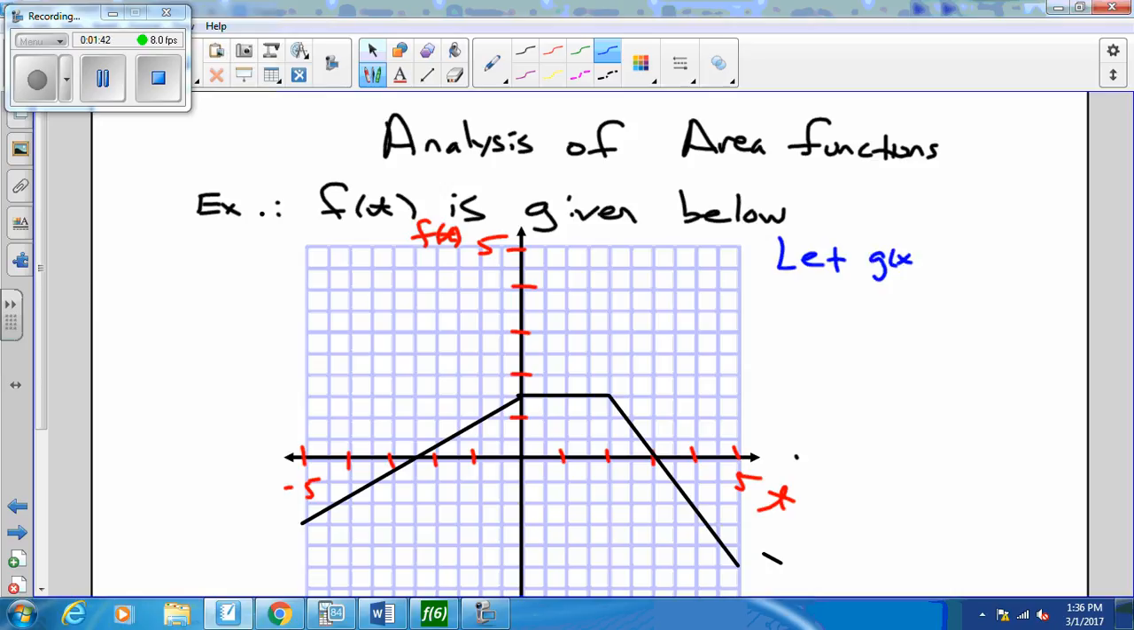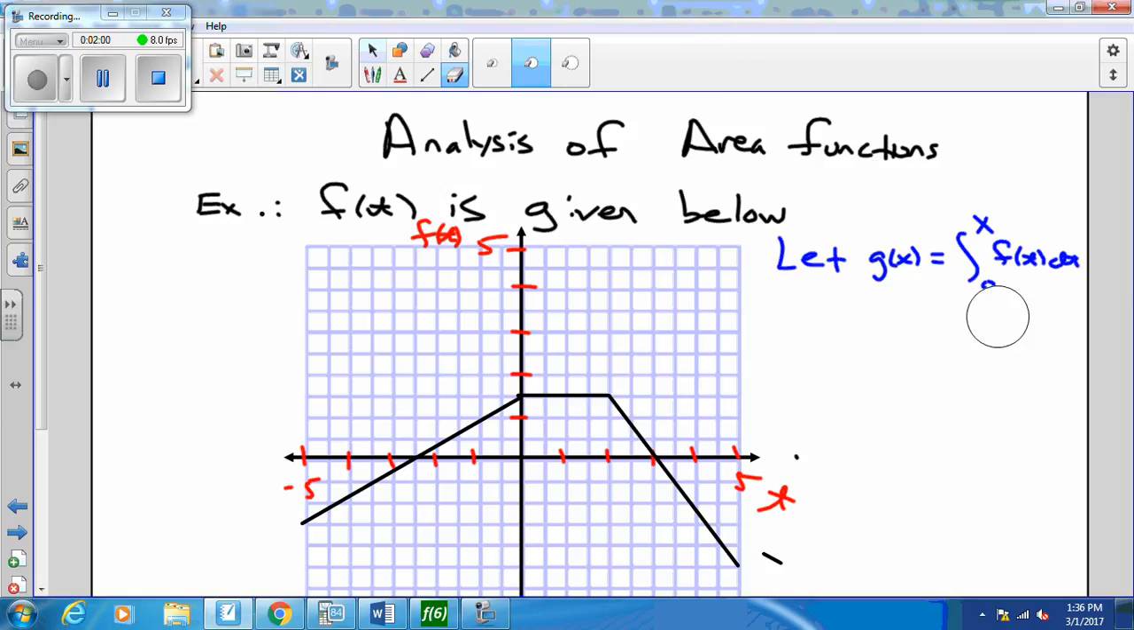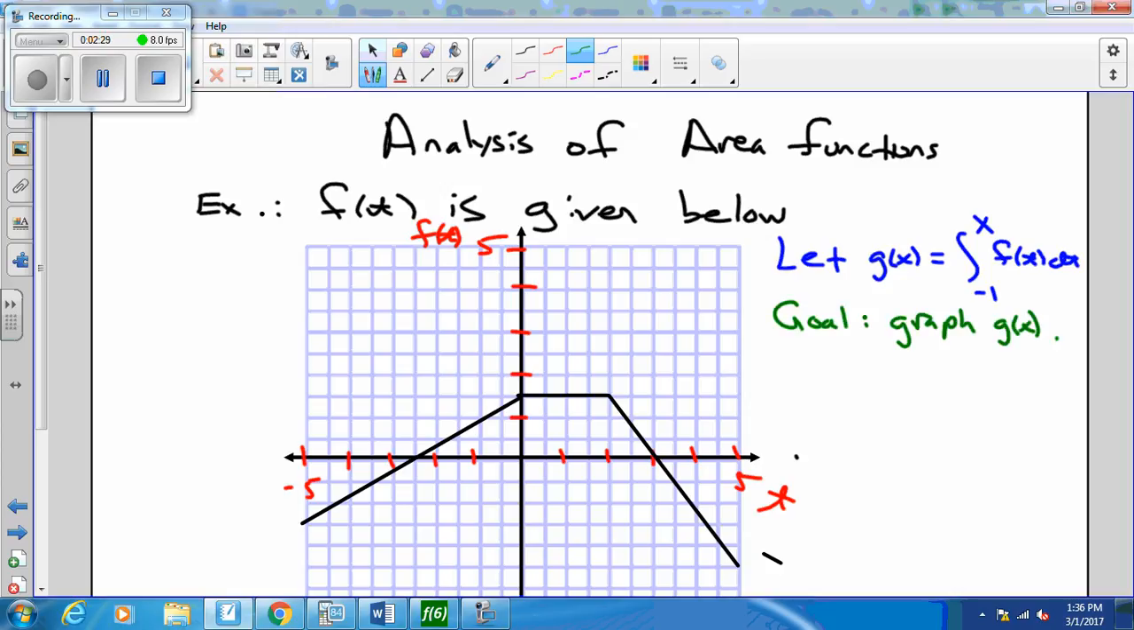And now we're going to let g of x be equal to the integral from 0 to x of f of t dt. You know what? I'm actually going to change my starting point here so that it can be a little bit clearer. I'm going to start integrating at negative, starting at -1. There we go. And now our goal is going to be to graph g of x.